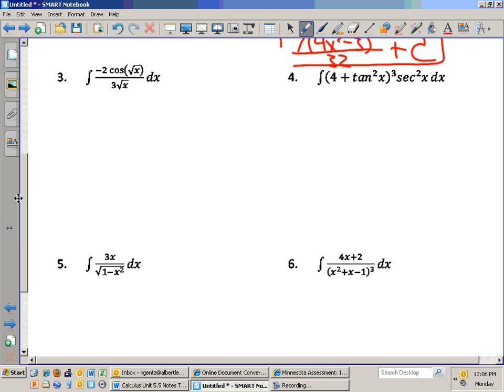If you look at number 4, please appreciate the complexity. 4 plus tangent squared all to the 3rd power times secant squared of x dx. This looks like a ridiculously difficult antiderivative to find. And you know what? It is written in a nice way such that it works out, but we are learning a lot of techniques which allow us to find a lot of antiderivatives.